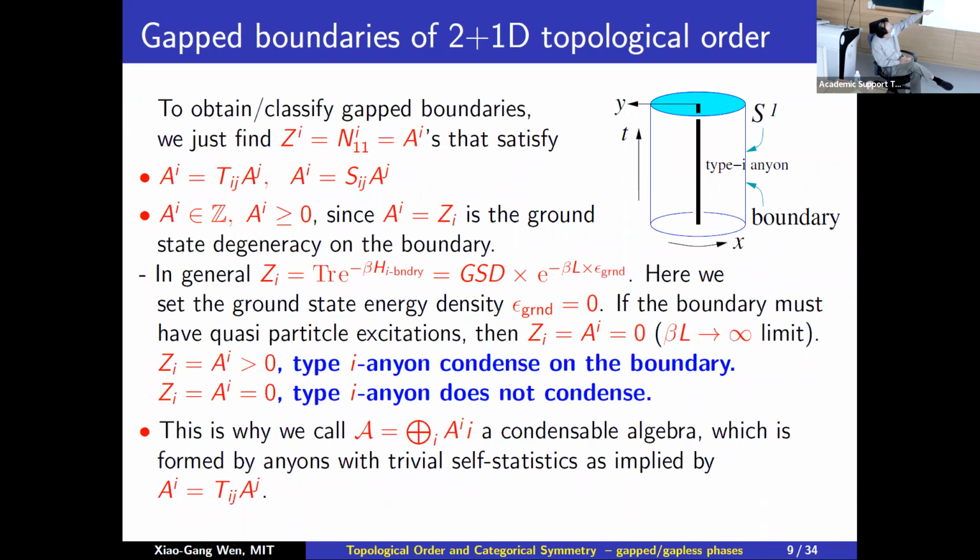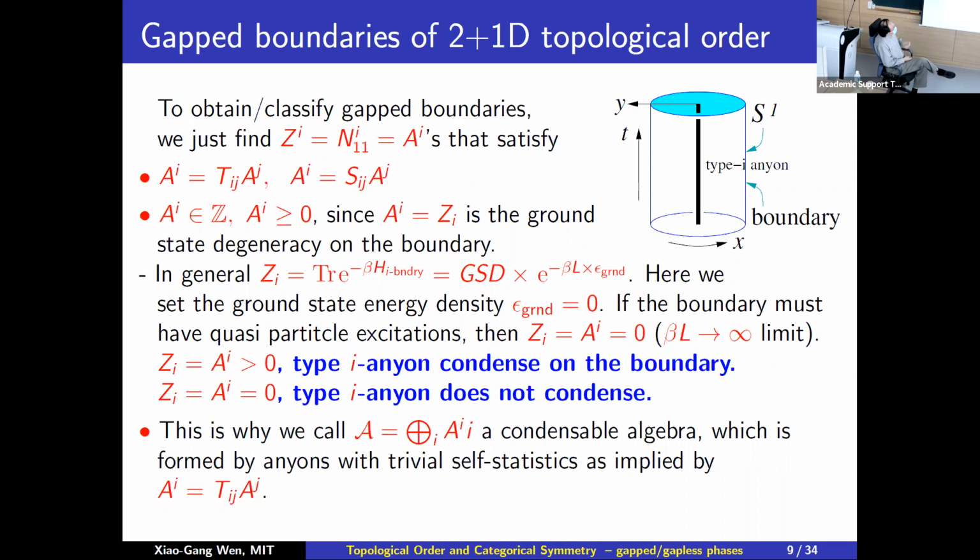I can rename this Z_i as n_i11, also a_i. So these 3 symbols are just the same thing, just in different places; I use different symbols for convenience. But as a partition function, it satisfies this condition, the modular invariance condition. Now the a is just a constant, non-negative integer constant, because a is just like a degeneracy, so it is a constant.